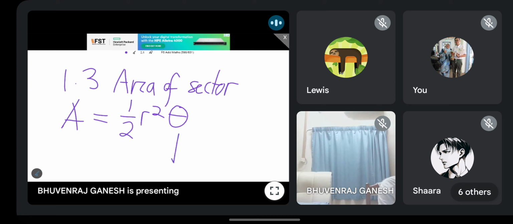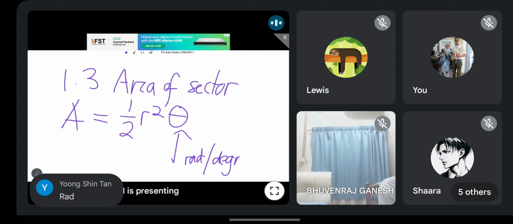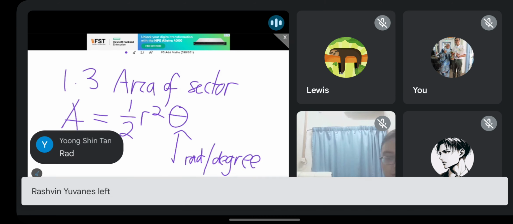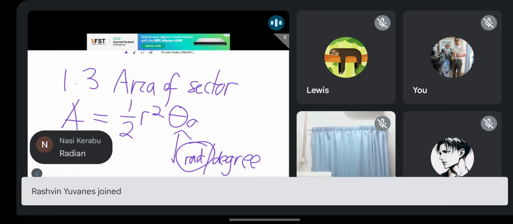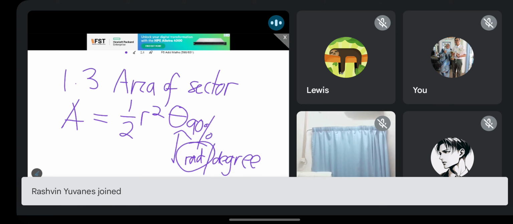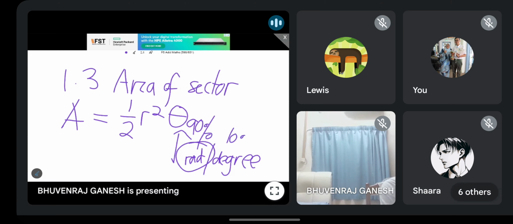So second part, theta. This one over here. Radian or degree? Adakah sudut saya dalam radian atau darjah? Yes, it's in radian mode, correct. Remember in this chapter, 90% of the time it is radian. 90% kamu akan guna sudut dalam unit radian. 10% of the time you will use degree. So why do I say 10%?